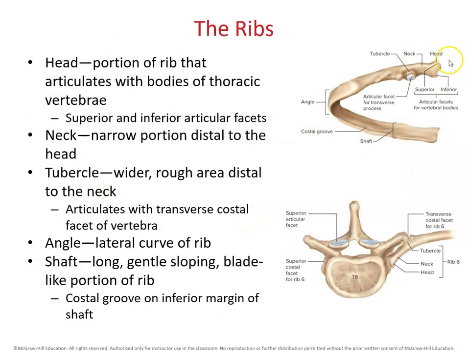So the ribs attach at the thoracic vertebra, like we've talked about a couple times already. They have a head and a tubercle that articulates with the thoracic vertebra and the transverse process there. Okay, so the head articulates with the body of the thoracic vertebra, and the tubercle articulates with the transverse facet of the transverse process. Okay, so that's how the rib matches up with the thoracic vertebra.